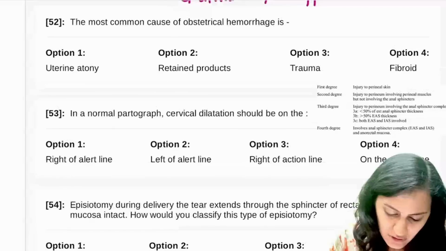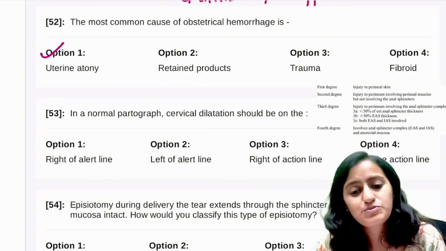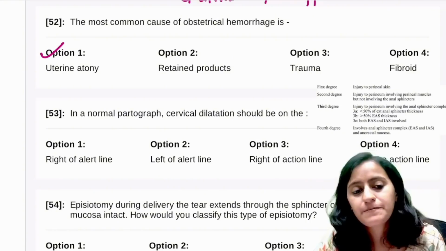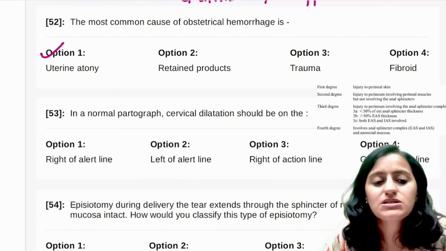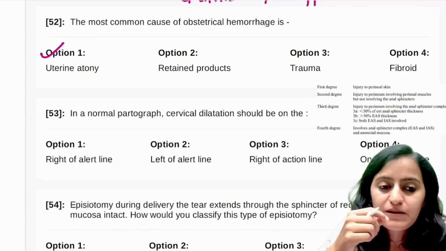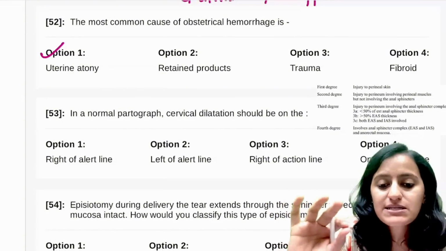Next one, the most common cause of obstetrical hemorrhage. This is like your RUHS PYQ also, which we have discussed. Atonic PPH is the most common. Uterine atony is the most common cause of obstetrical hemorrhage.